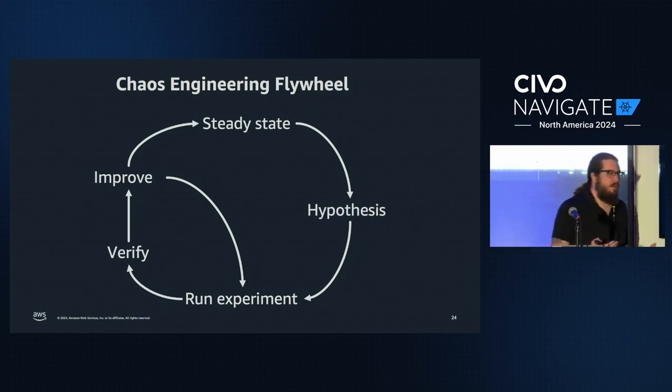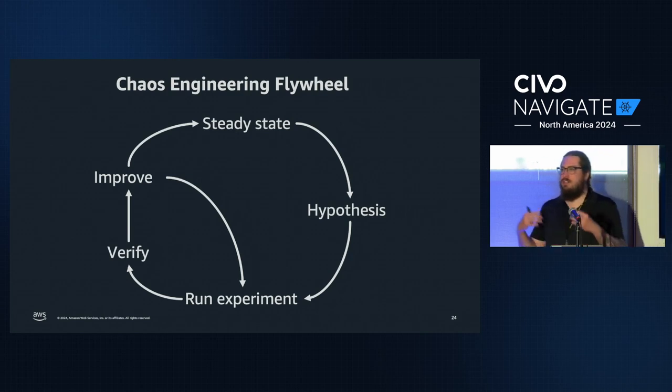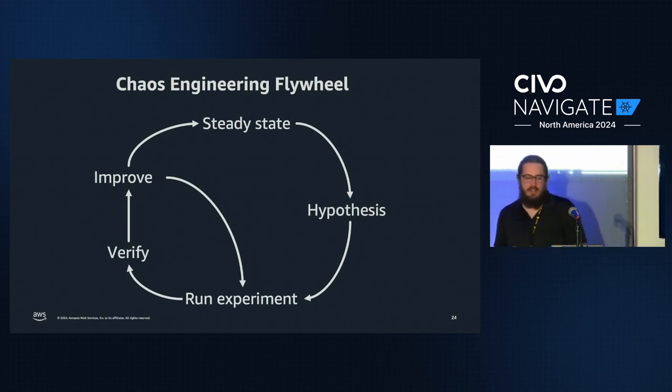Then we run an experiment. The running of the experiment triggers or simulates this particular condition. We verify what the behavior of the system is. If necessary, we make an improvement and then run another experiment. But the idea is, as this flywheel turns, each time it turns, the software system as a whole gets more resilient. You get better error handling.